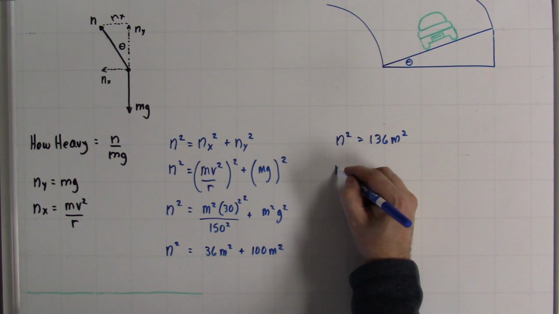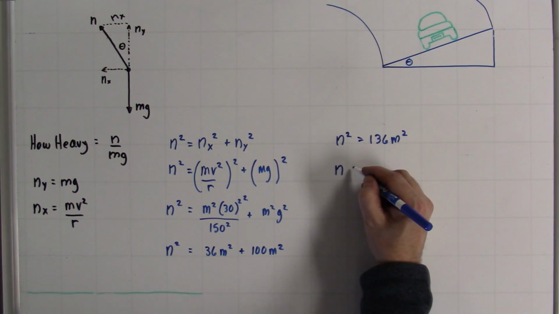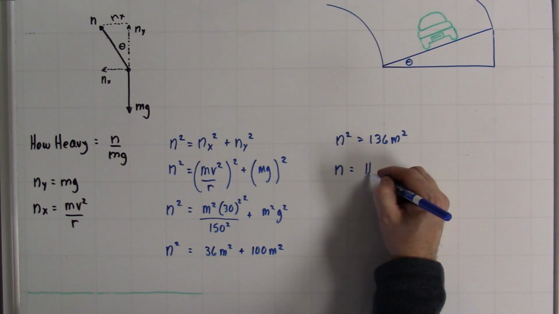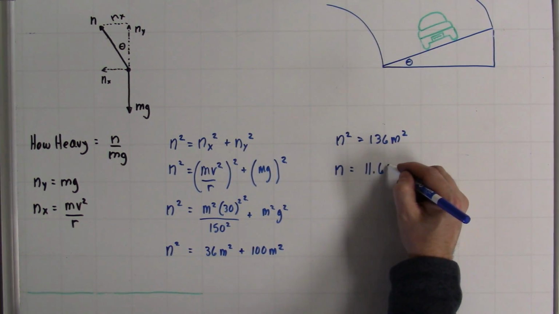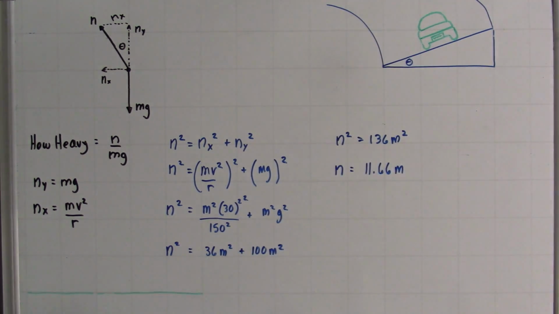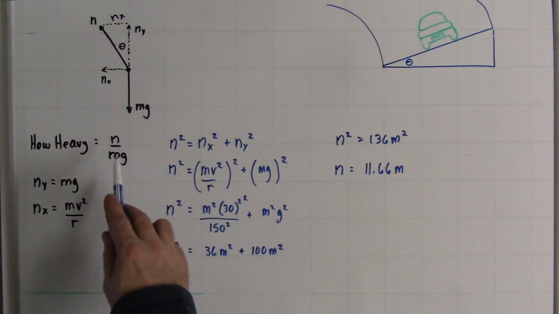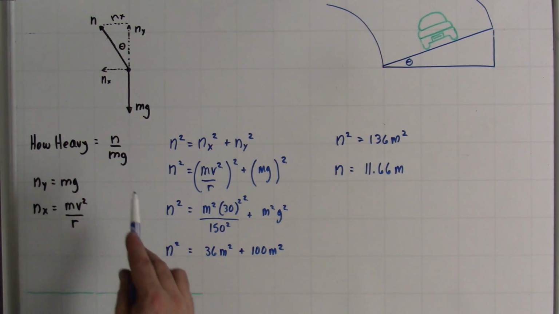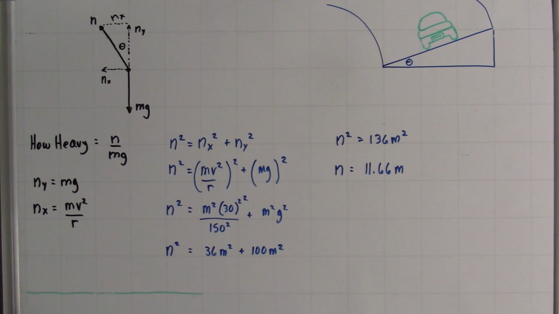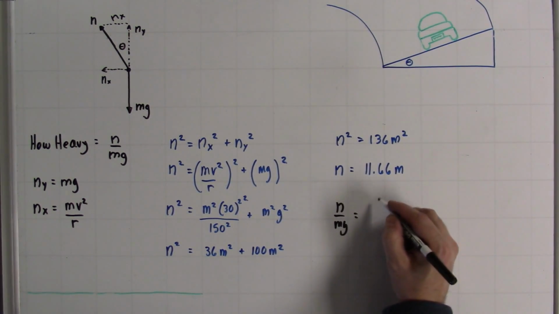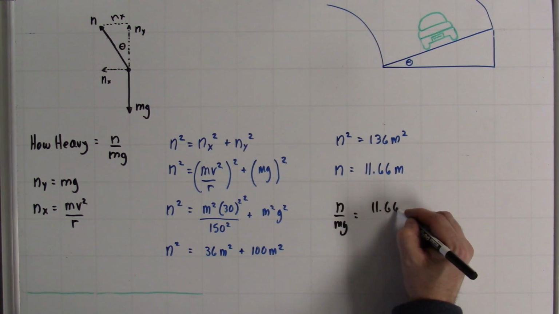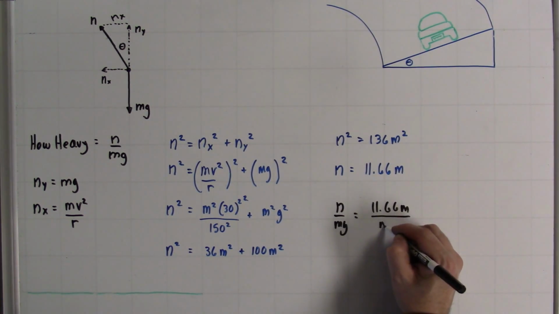If I take the square root of both sides, I end up with n is equal to 11.66 m. If I go back and get my how heavy statement, I have to take the ratio of the normal force to the weight. So let's do that. Normal force divided by the weight is equal to 11.66 m, all divided by mg.